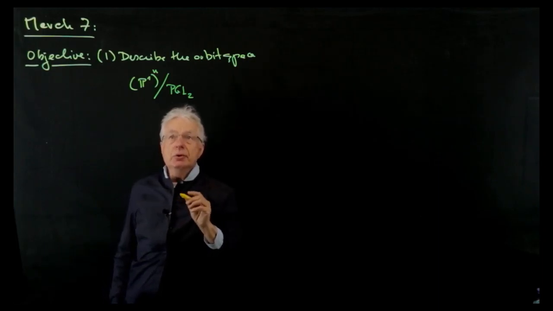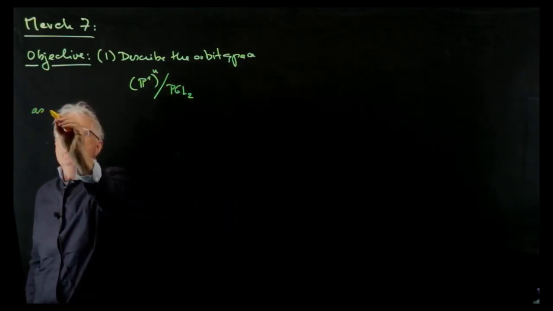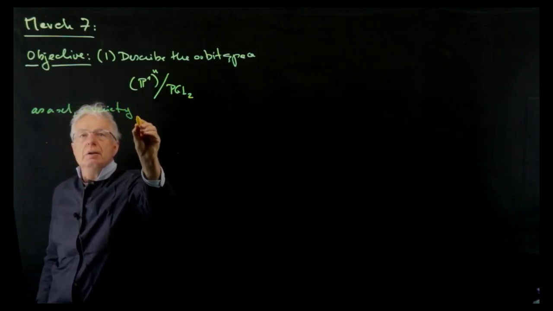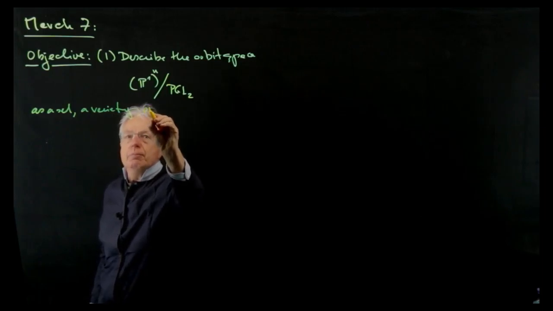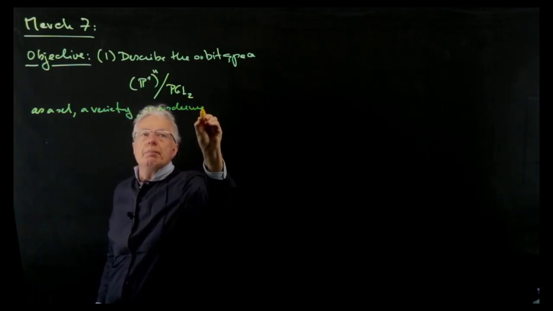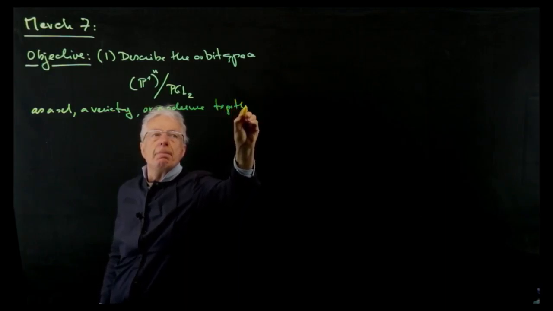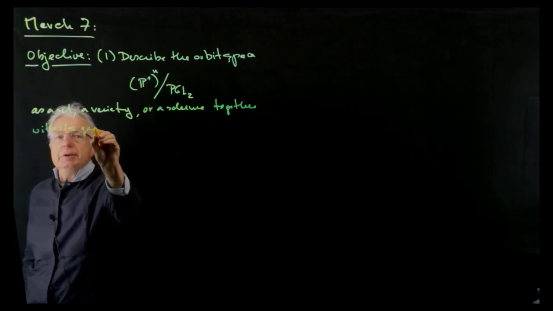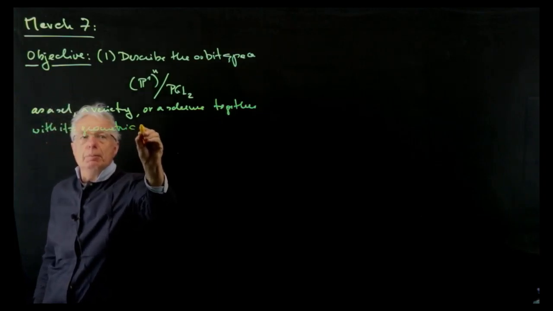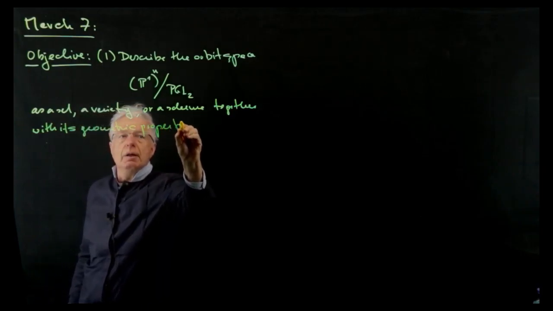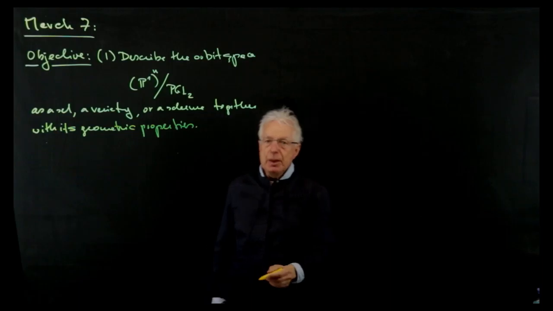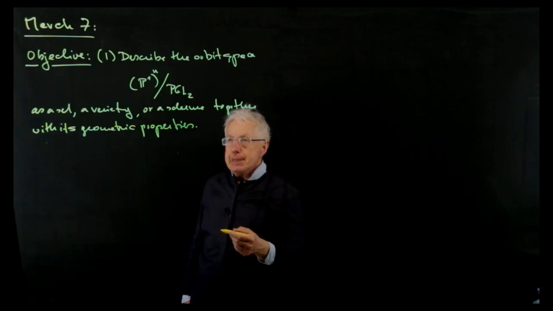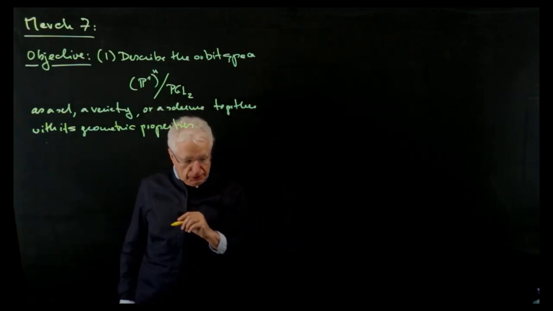What does it mean to describe it as a set, a variety, or a scheme, together with its geometric properties? Said differently, we want a nice moduli space. That, of course, is not enough.